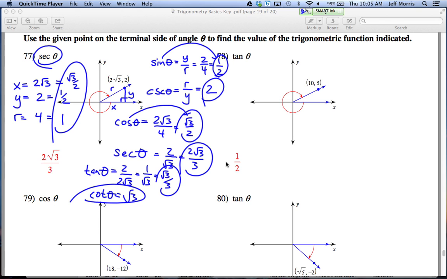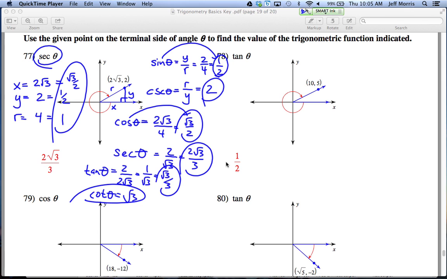Let's do the other one. Let's do cosine. Cosine theta equals what? Root 3 over 2. Do inverse cosine of root 3 over 2. Just do 30. Somebody help those people. Okay?